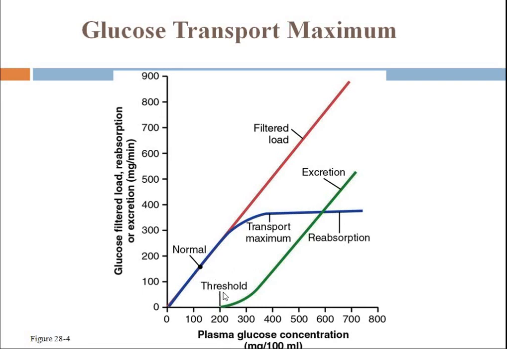So once a threshold is reached, that is, a level is reached in the plasma, here it is indicated by 200 mg%, when the amount of glucose increases beyond this, the glucose will appear in urine. So that is indicating the excretion of glucose in urine beyond this particular limit.